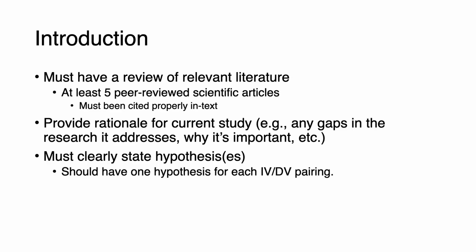You also must provide rationale for the current study, so when you have your final paragraph talking about the present study, talk about any gaps in the research you found that this survey addressed, why you feel it's important, etc. And you must clearly state your hypothesis or hypotheses. So you should have one hypothesis for each independent and dependent variable pairing. So if you are somebody who's looking at something like perceived professionalism and perceived trust, you should have 2 separate hypotheses, one for each of those variables.